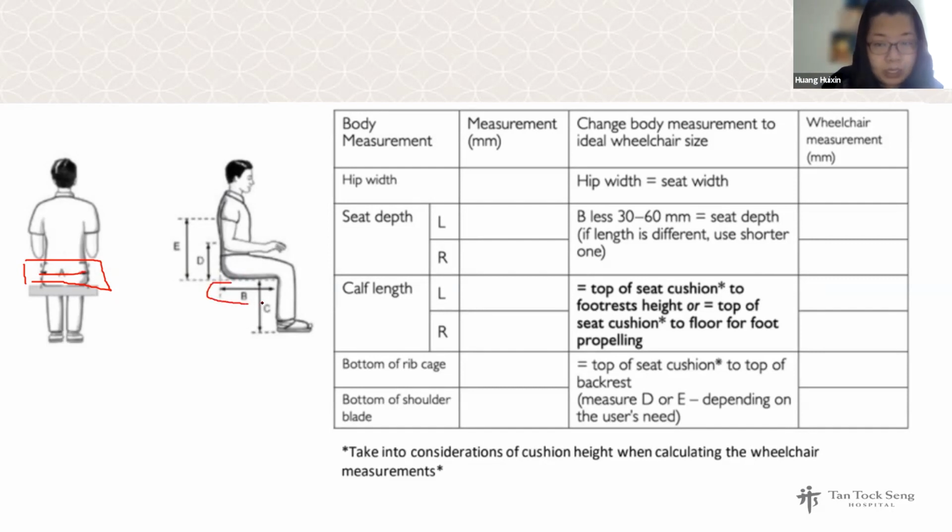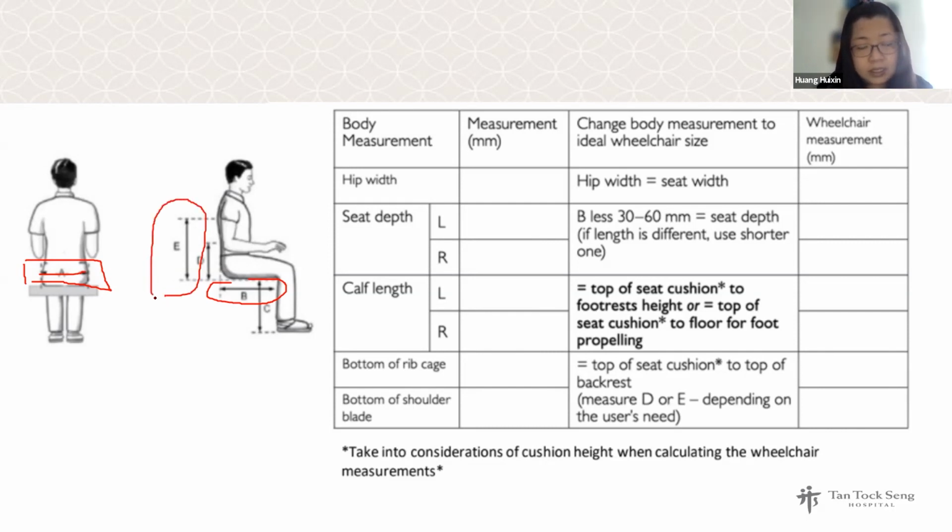which is number B. Seat depth is how deep the seat should be, especially if you have a very tall patient. We need to make sure we cater for more seat depth where required. And also we need to look at the seat height of the chair.